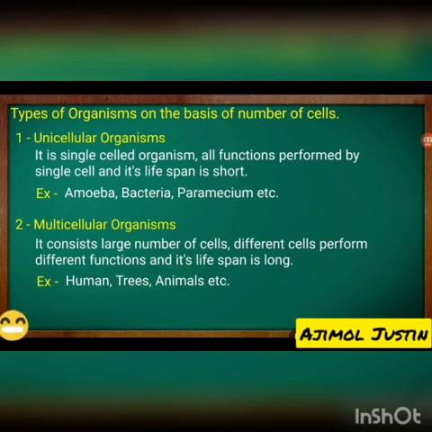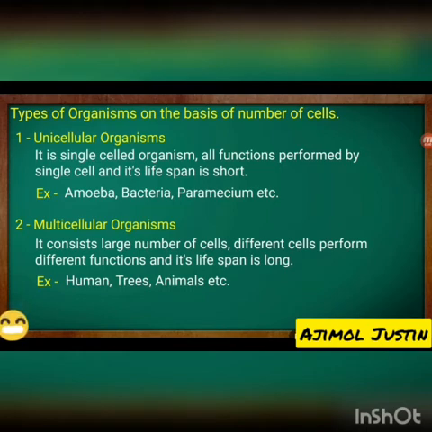Types of organisms on the basis of number of cells. There are certain organisms which have only one cell. They are called unicellular organisms. Certain other organisms which have more than one cell are called multicellular organisms. In unicellular organisms, all the functions are performed by only a single cell. Why? Only one cell is present.